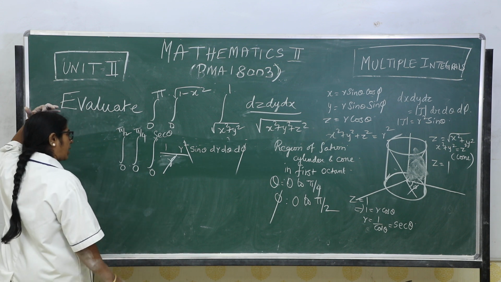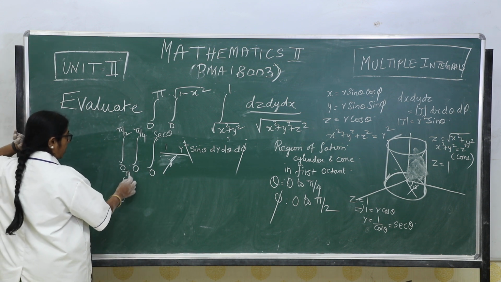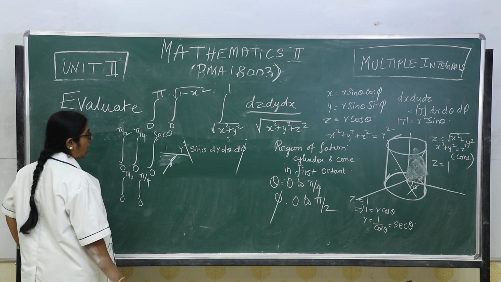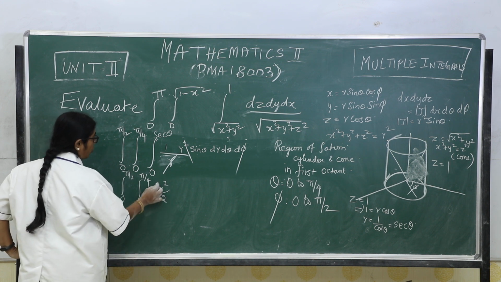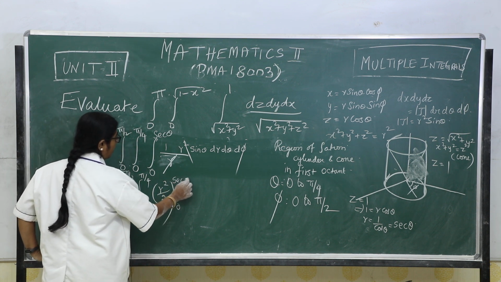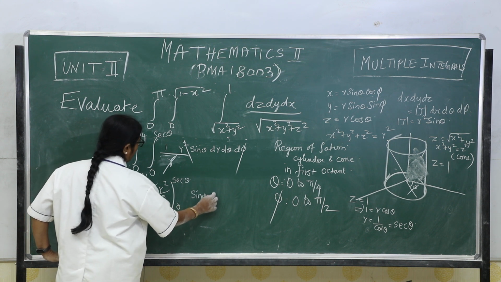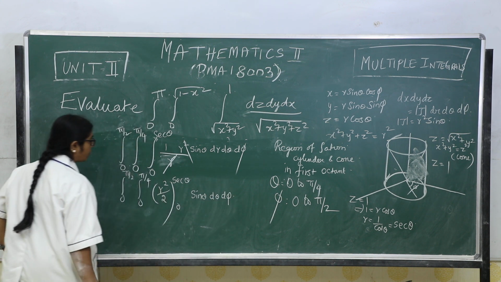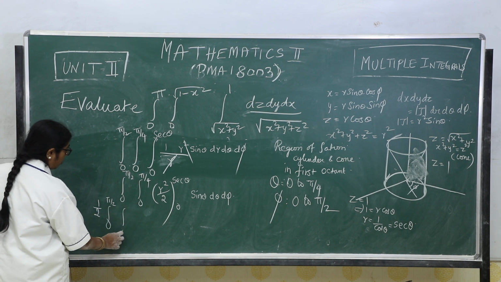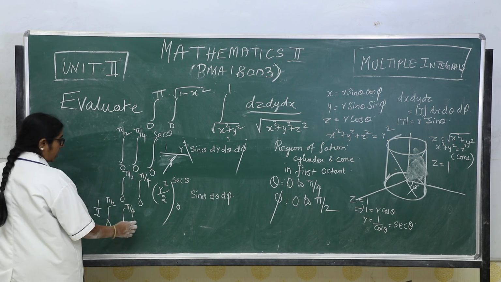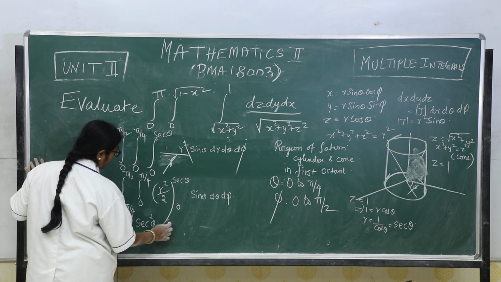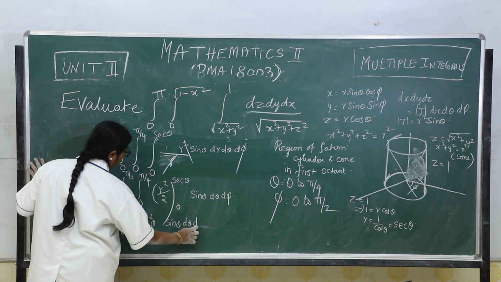All that I have to integrate is only this. So integral 0 to pi by 2, integral 0 to pi by 4, r into sin theta. Integral of r dr is r squared by 2 between 0 and secant theta, into sin theta d theta d phi. So I get 1 by 2 into integral 0 to pi by 2, 0 to pi by 4, secant squared theta into sin theta d theta d phi.